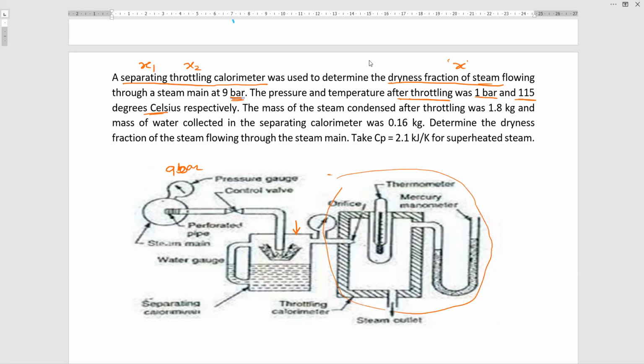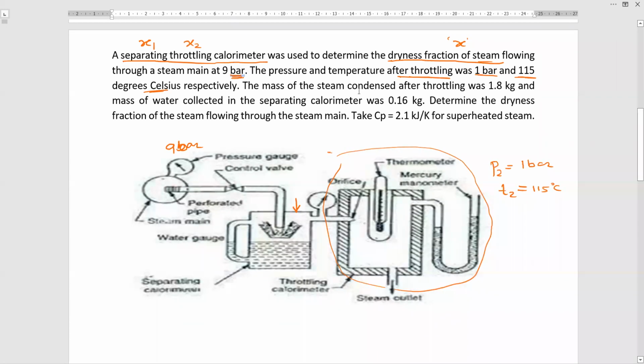In the throttling calorimeter, the pressure P2 is 1 bar. I told you, he will give two pressures. One is P1 pressure, that is for the separating calorimeter. One more, P2 pressure, that is for the throttling calorimeter. That is, P2 has given 1 bar, and the temperature at point 2 is 115 degrees Celsius.